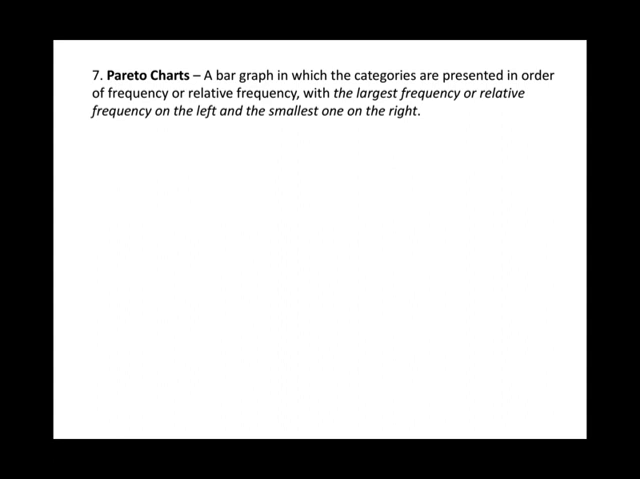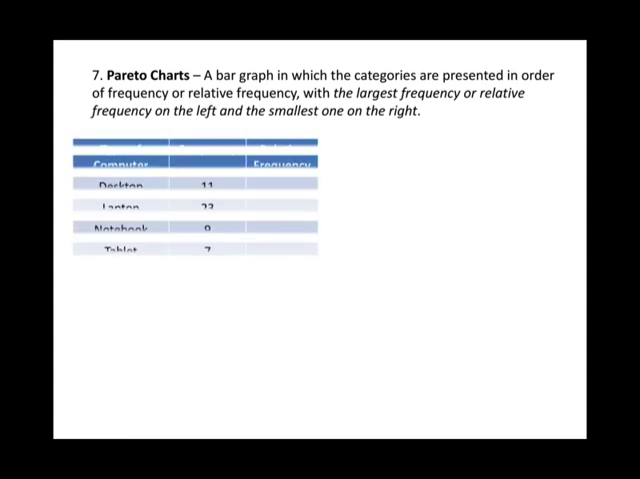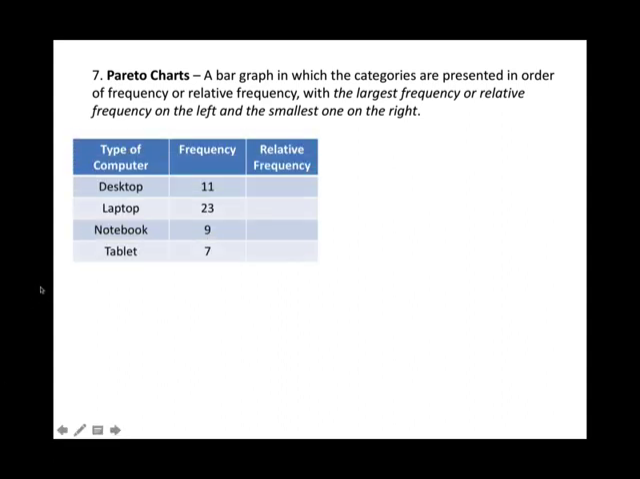Okay, in this example, we will use the relative frequency as my y-axis, and the types of computer as my x-axis. So first, I want you to try to calculate the relative frequency. I will show you how to do the first one. You're going to add up the frequency here. The total is 50. And then for the first one, I will use 11 divided by 50, which is equal to 0.22. So please complete the table here.